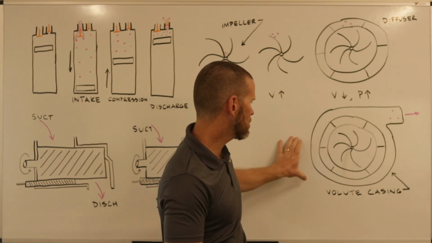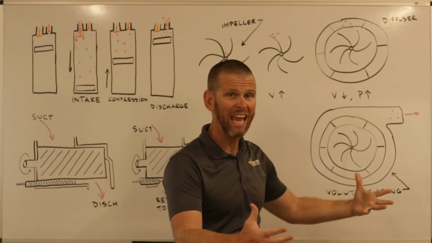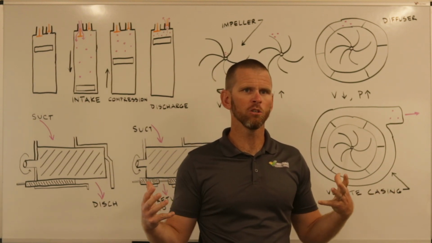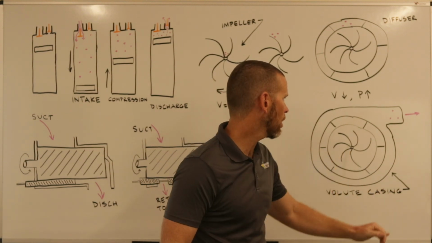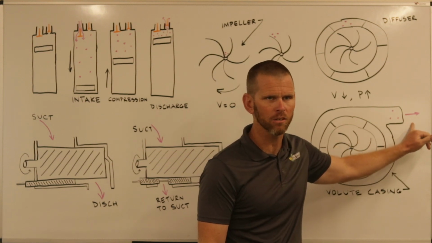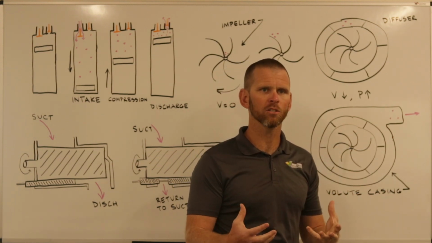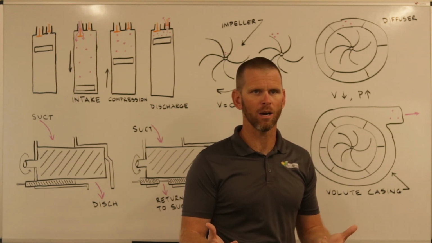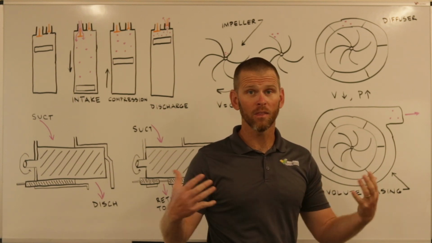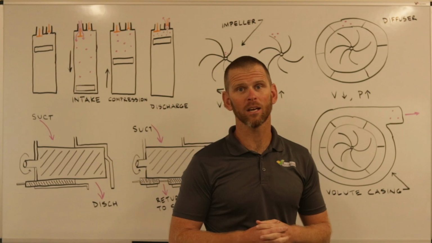And then the final stage is what's called the volute casing, which is simply a way to direct the flow to where we want it to go. So that's just the exit of the compressor. And now our higher pressure vapor leaves the compressor. And that's how a centrifugal or dynamic compressor works.